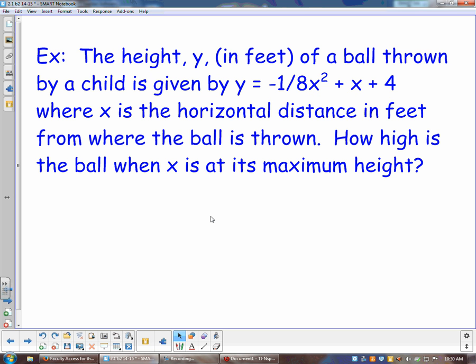Okay, the height y in feet of a ball thrown by a child is given by y equals negative 1/8 x squared plus x plus 4, where x is the horizontal distance in feet from where the ball is thrown. How high is the ball when x is at its maximum height?